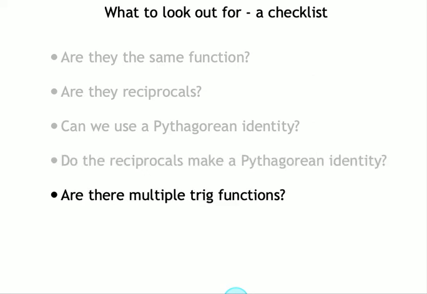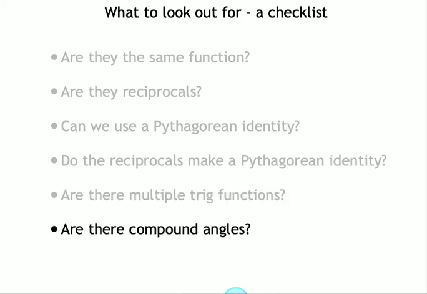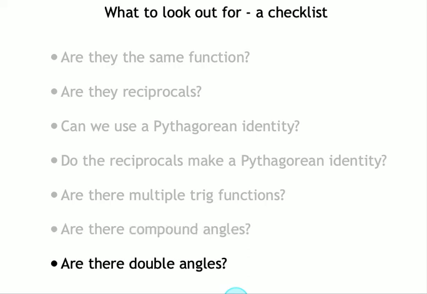Are there multiple trig functions? So is it sine x cos x? Can I replace cos x with something from the Pythagorean identity? Are there compound angles? Well, if there are, expand it. Figure out what it is in terms of single functions. And finally, are there double angles there? If it's sine 2x, lovely. It's only one way of writing it. If it's cos 2x, well, let's think about how many different ways we can write it and which of those are useful.